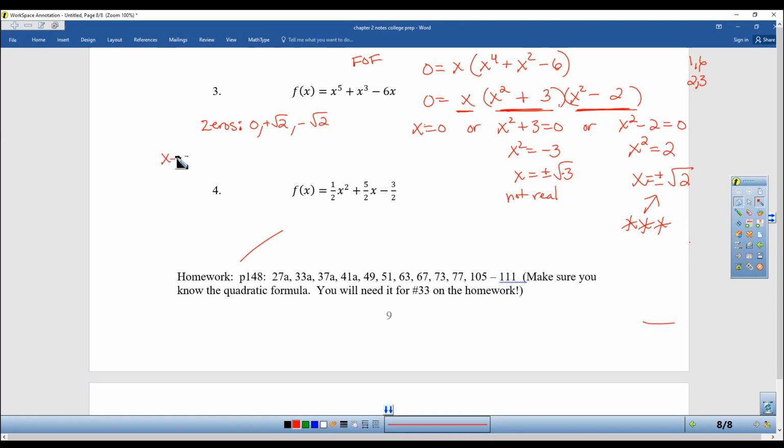If I asked for x-intercepts, you would list them as ordered pairs. But with zeros, you can just make a list. I always get the question, can I just write it as 0 and then plus or minus the square root of 2? Absolutely. Okay, that's fine. But you better understand what it means, that there's two distinct answers there.